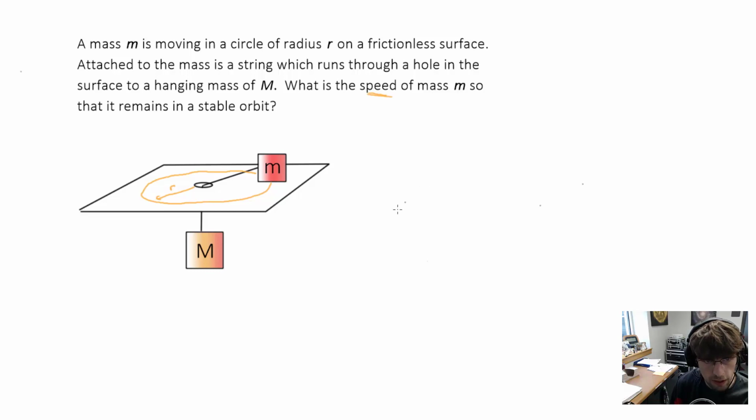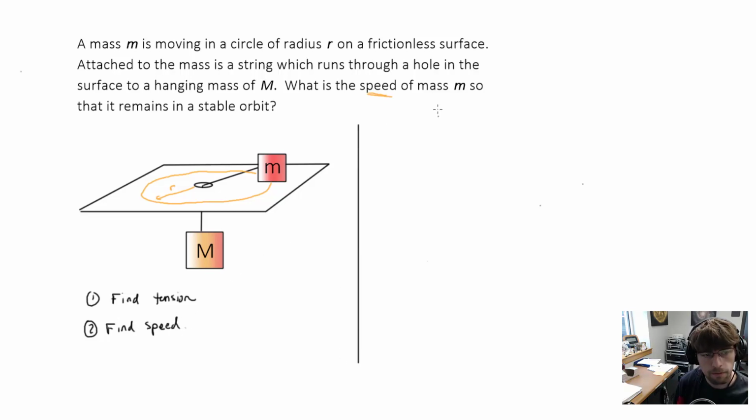So let's go at this. We have two parts. Basically, step one is find the tension. We need to find the tension in the rope, and then after that we can find the speed. So let's go ahead. In order to find the tension, what's a good choice of system, and what's a good choice of surroundings?